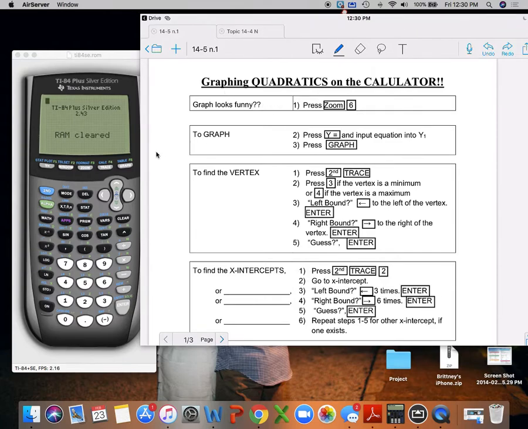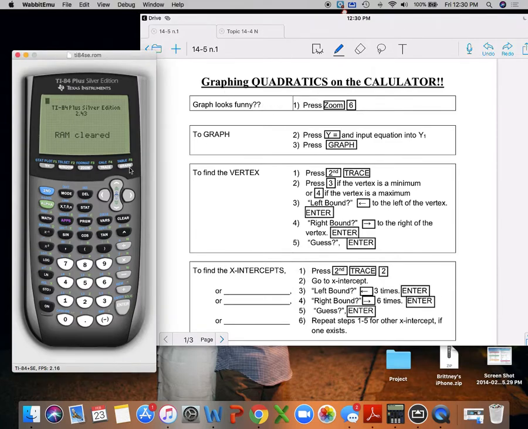We're going to be looking at some graphs on the calculator. But if your graph looks funny, maybe it's super far away, the lines are really bolded, you're not seeing what you want, you need to press Zoom 6 for standard. Sometimes you have to press enter, sometimes Zoom 6 will get it. So if you do Zoom 6, this will take you back to your normal 10 by 10.